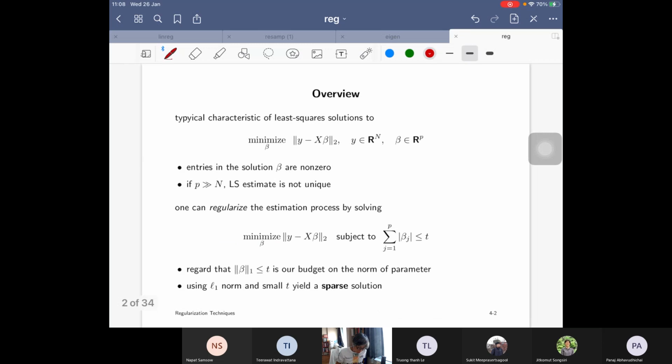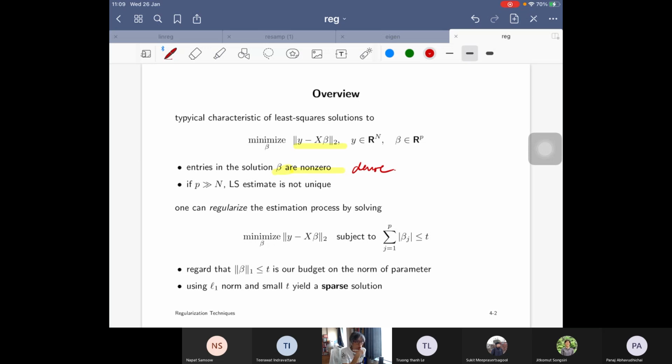The overview. If we focus on the regression problem and take a look at the simplest one, that is the least square. The problem statement is of course to fit the residual norm, the two norm of the residual. If we solve the least square, you would see that typically the solutions beta are non-zero. Sometimes I use the term dense. So it's a dense vector.